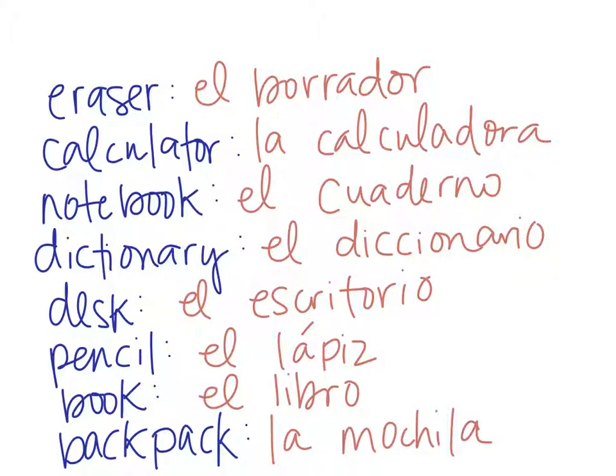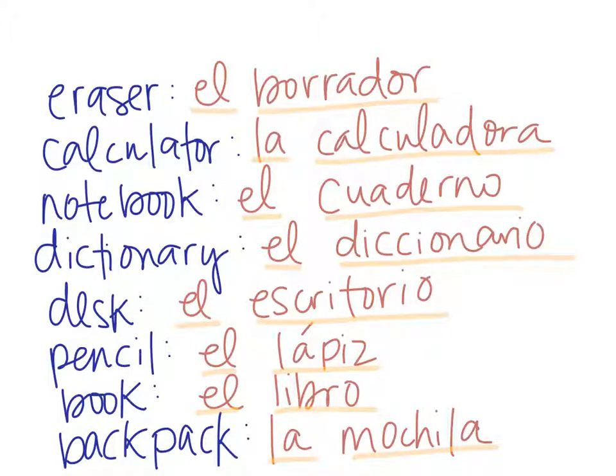mochila. I have one more slide of notes for vocab, but let's repeat these first so that you can say them correctly. El borrador, la calculadora, el cuaderno, el diccionario, el escritorio, el lápiz, el libro, and la mochila. All right, let's get the rest of the vocab.